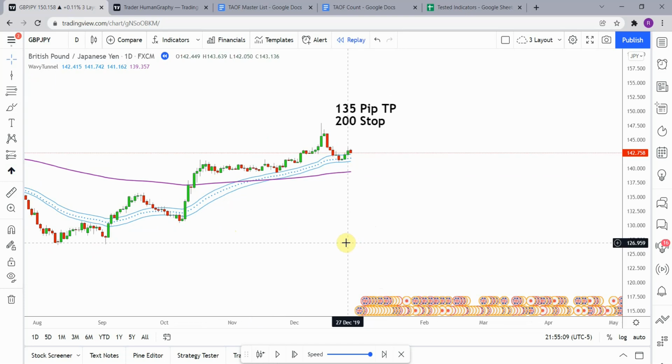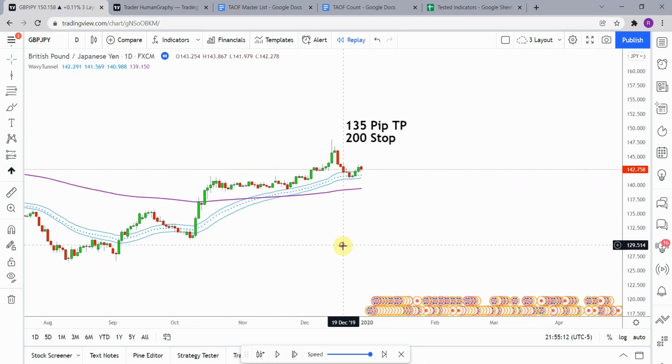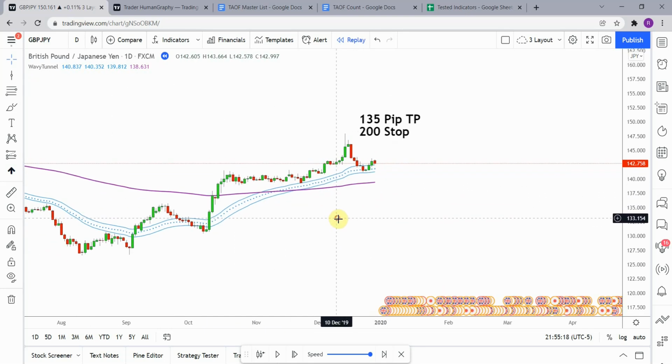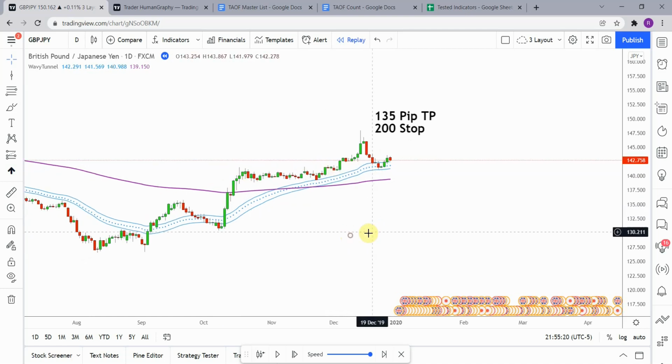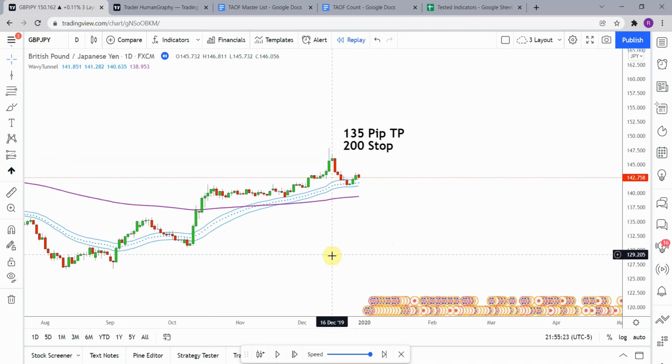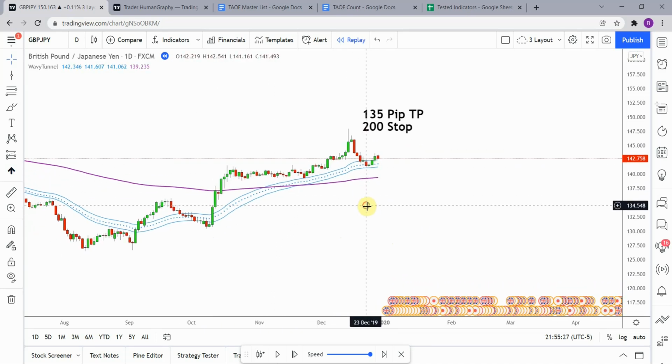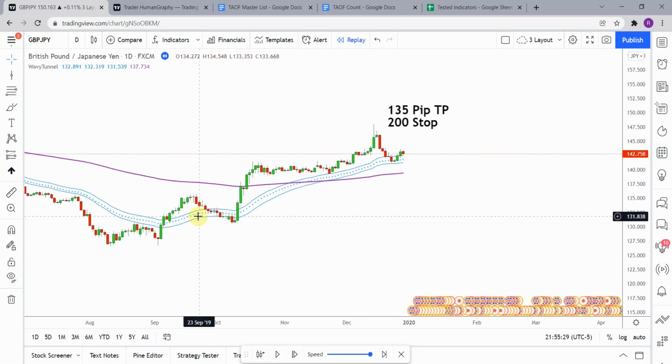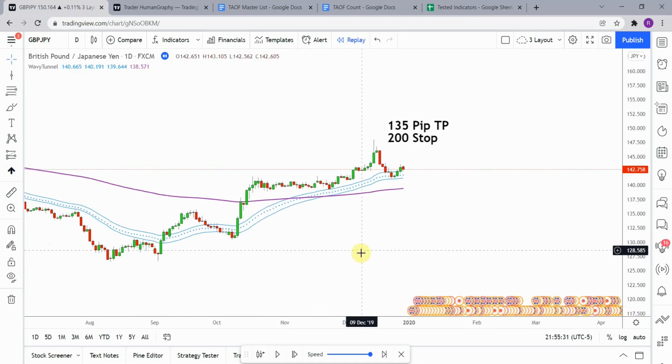So what we're going to do is we're going to use the main purple line, the large one here running through the middle of the screen, as an overall trend direction. And so when price action is above that purple line, we are looking for only long trades. When it's below that purple line, we are looking for only short trades.